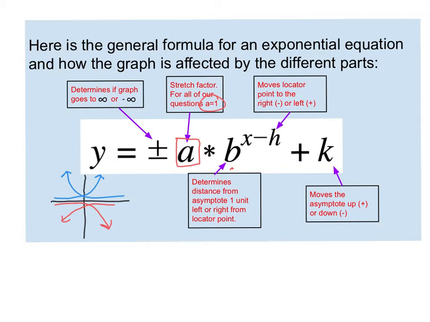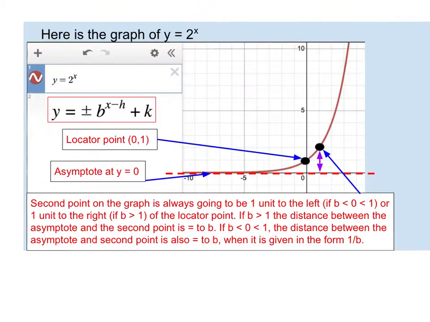So now we'll go ahead and take a look at a couple of examples so this will make a little more sense. Okay, here we're going to start with a very straightforward example. We're going to start with the example of y equals 2 to the x, probably the most simple exponential equation that you can have. Now, notice that there's no h or k value. When there's no h or k value, the locator point is going to be 1 unit above the asymptote. In this case, the asymptote is just at the line y equals 0. Okay, so since there is no k, we start with the asymptote at y equals 0, which is the same thing as the x-axis.